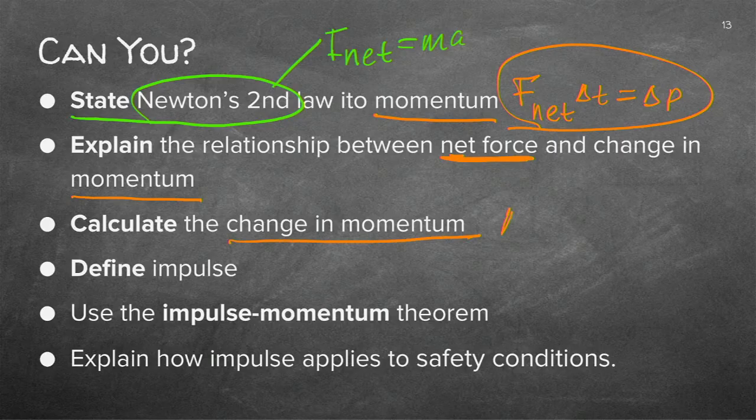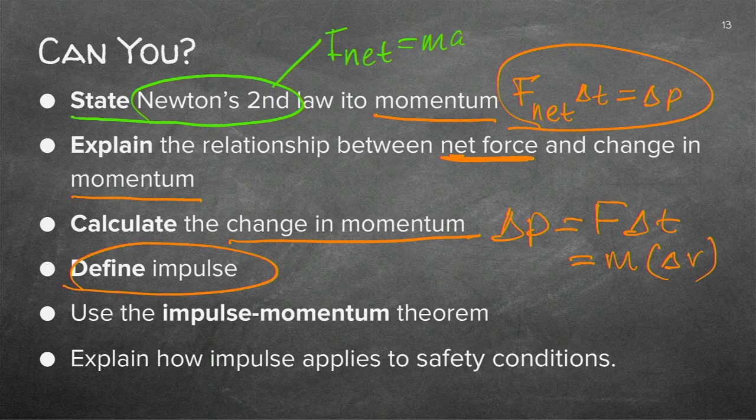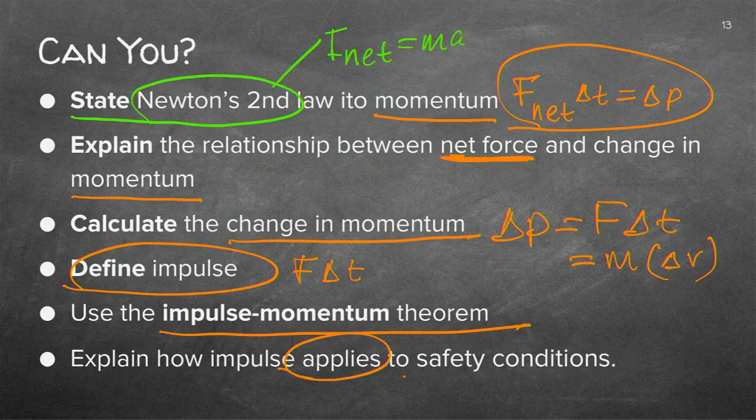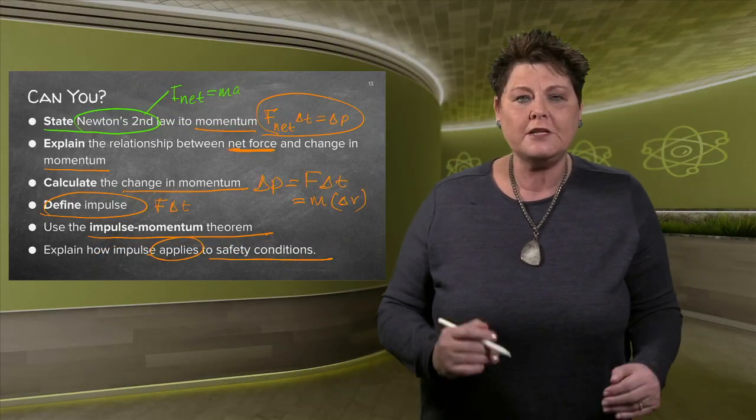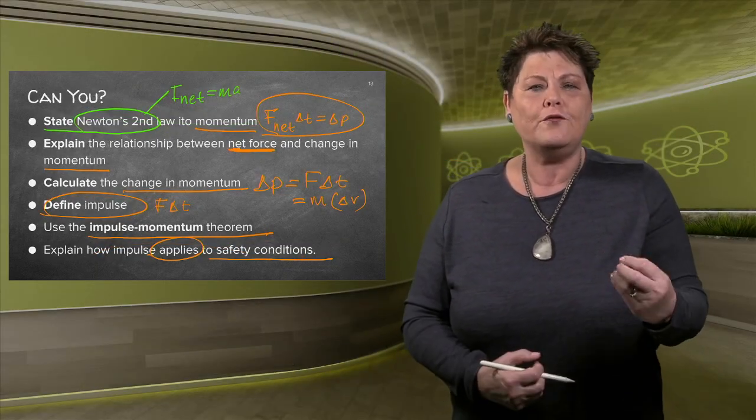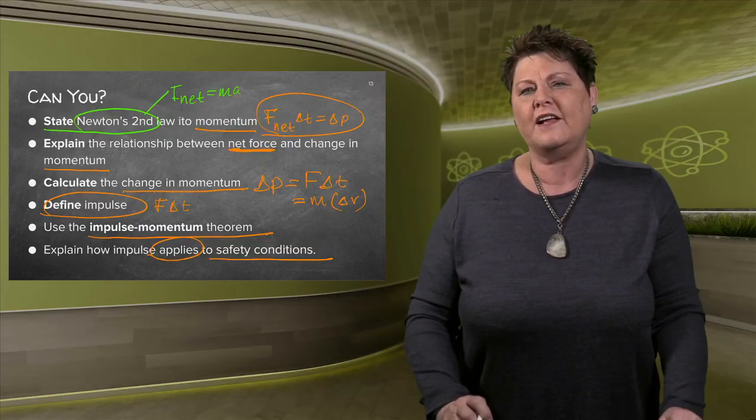Calculate the change in momentum. Remember, it can either be that or it can be this. Can you define impulse? Impulse is F delta t. Use this theorem and then finally apply this to safety conditions, specifically for cars, for aeroplanes, for anything that's moving at high speeds.